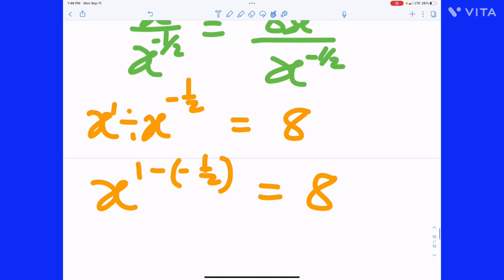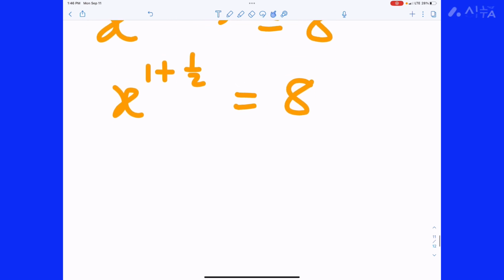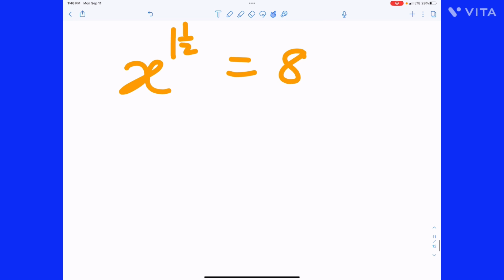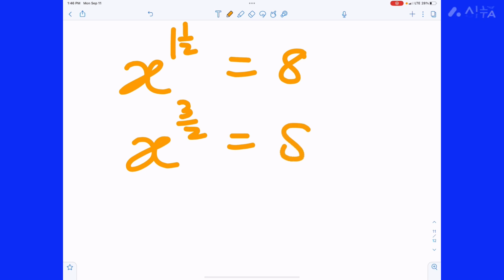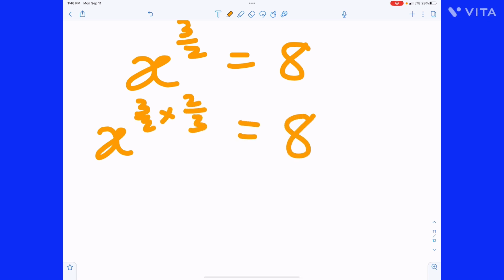Division means subtraction of powers. So this will give you x raised to power 1 plus half is equal to 8. That's what? 1 plus half is 1.5. So x raised to power 1.5 is equal to 8. X raised to power 1.5 is equal to 8 means x raised to power 3 over 2 is 8. If x raised to power 3 over 2 is 8, that means x raised to power 3 over 2 times 2 over 3 is 8 raised to power 1 times 2 over 3.